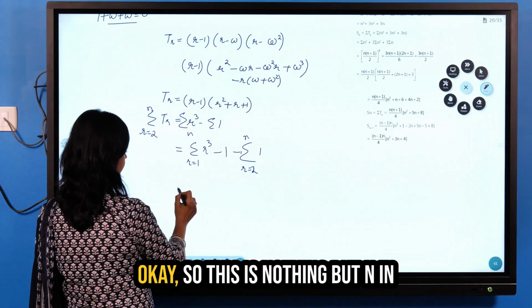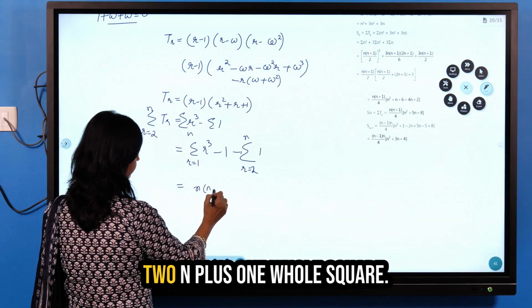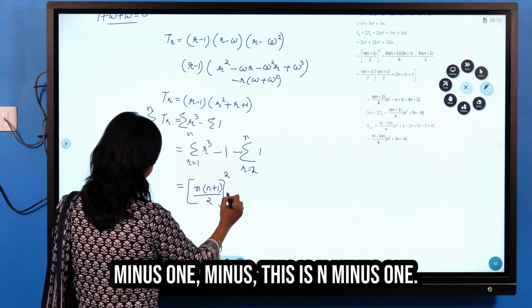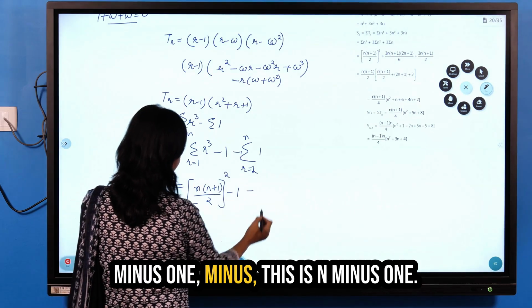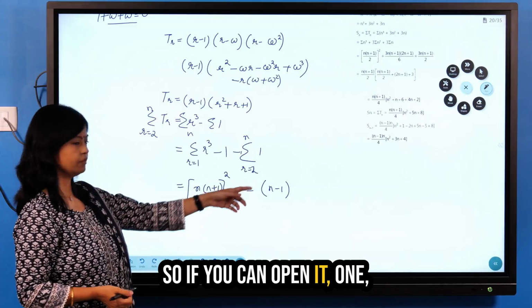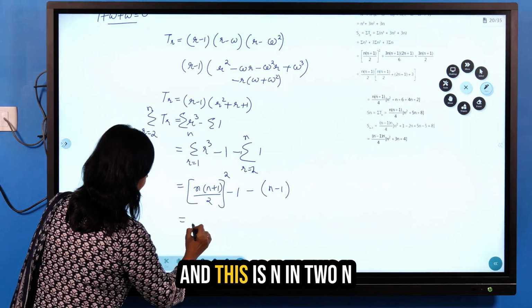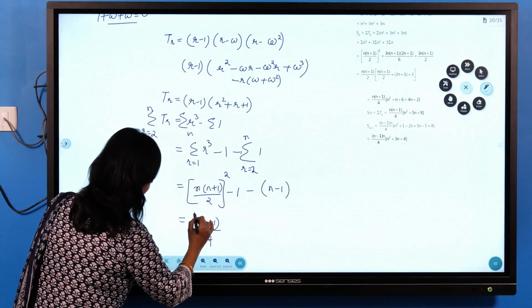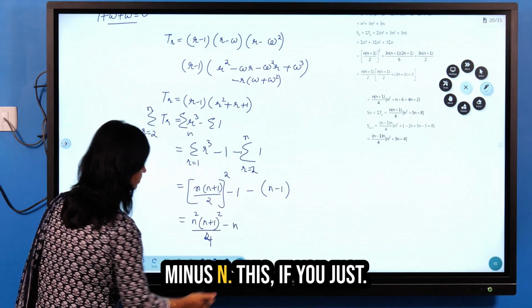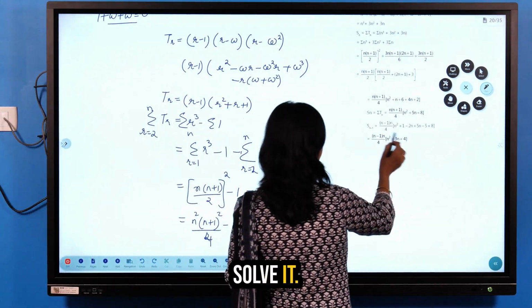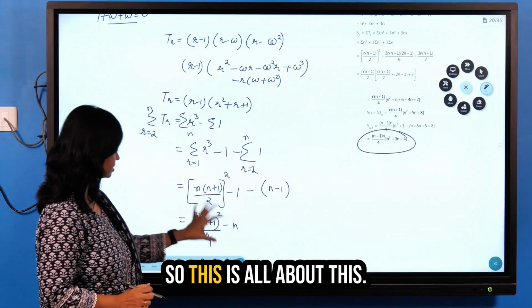So this is nothing but n into (n plus 1) whole square, that whole thing, minus 1, minus (n minus 1). If you open it, the 1 will get cancelled, and this is n into (n plus 1) whole square, the whole square, minus n. If we just solve it, this is what we are going to get. So this is all about this.